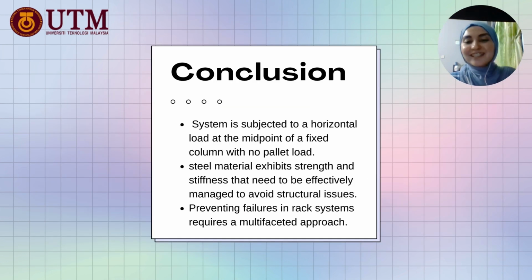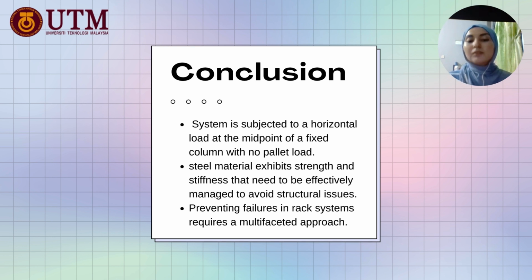In a nutshell, this is evidence of the structural integrity of the rack system under specified conditions, where the system is subjected to a horizontal load at the midpoint of a fixed column with no pallet load. The structural properties of the column, including its length, cross-sectional area, thickness, material yield strength, and modulus of elasticity, play a crucial role in determining its stability. The fixed base and free top configuration of the column, combined with the applied horizontal load and bending moment, creates a condition that demands careful consideration of potential failure points.